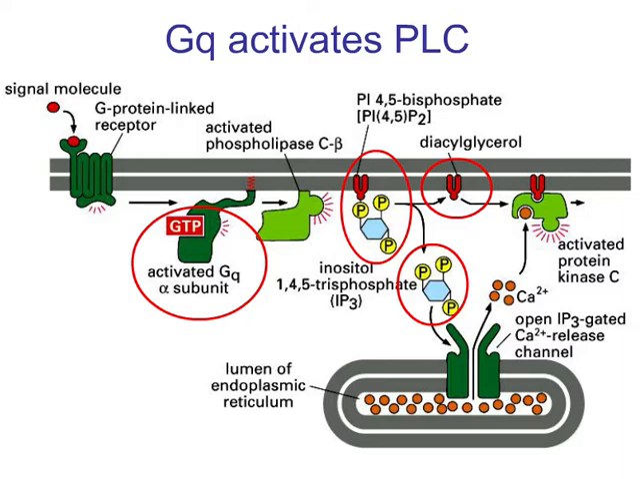IP3 freely diffuses through the cytosol and binds to IP3-gated calcium release channels located on calcium storage vesicles such as the sarcoplasmic reticulum or the endoplasmic reticulum. As a result, intracellular levels of calcium rise and calcium-dependent processes become activated. Diacylglycerol, along with calcium, binds to and activates another serine-threonine kinase called protein kinase C. Protein kinase C is analogous to protein kinase A in that it will phosphorylate substrate proteins and alter their activities.